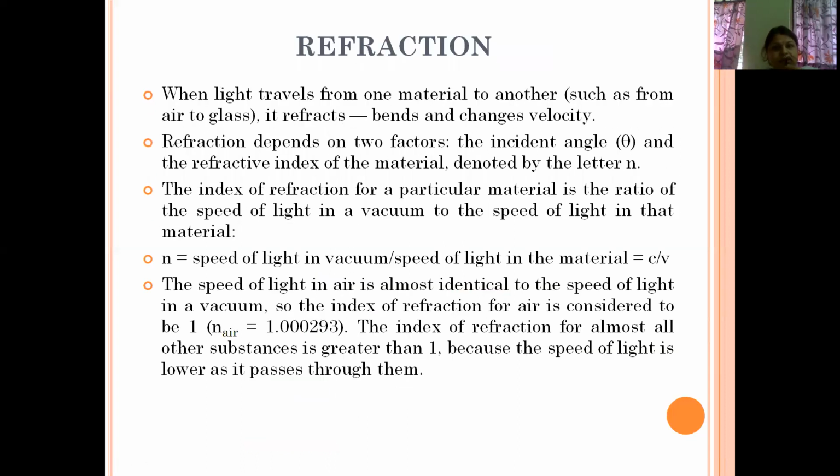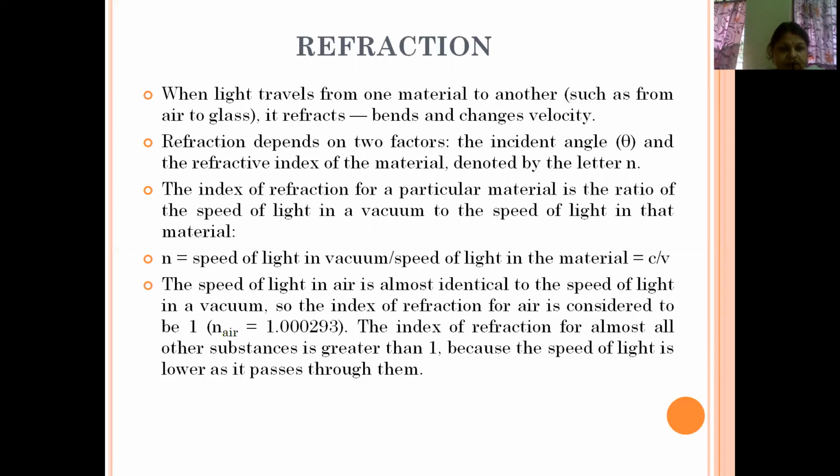Okay, next, refraction. When light travels from one material to another, such as from air to glass, it refracts, bends, and changes velocity. Refraction depends on two factors, the incident angle and the refractive index of the material, which is denoted as n. The index of refraction for a particular material is the ratio of the speed of light in a vacuum to the speed of light in that material.